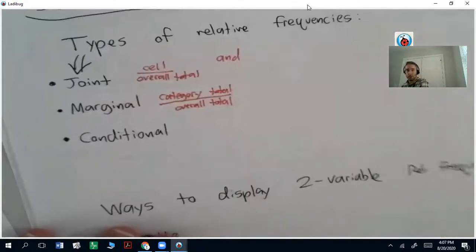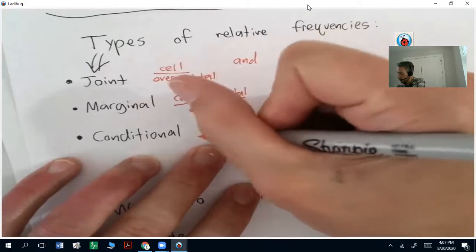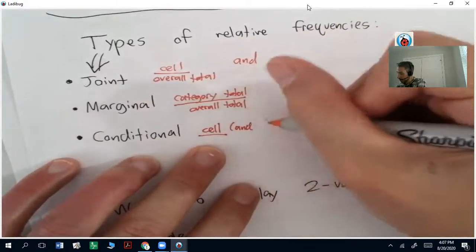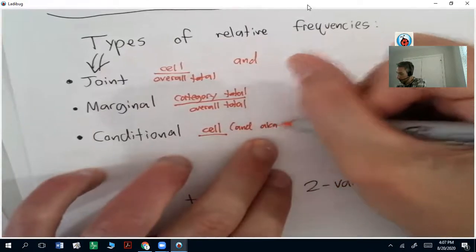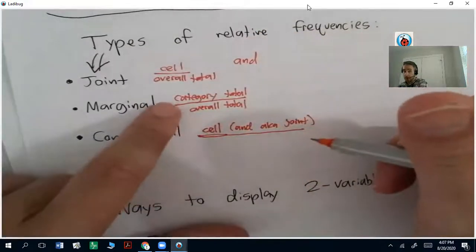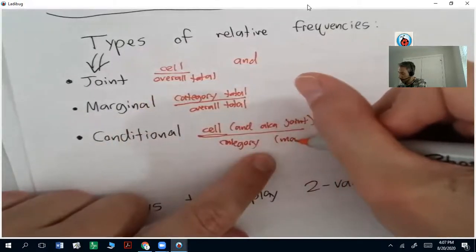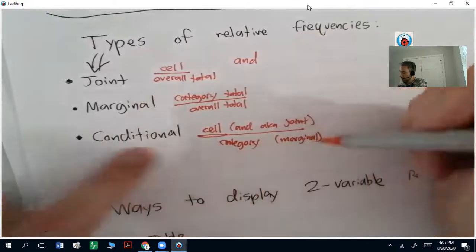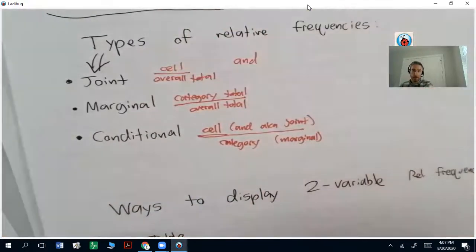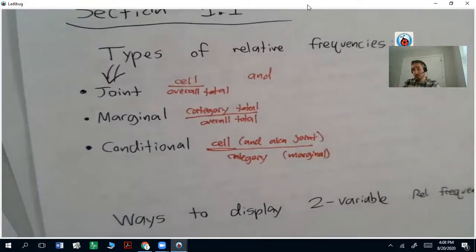And then finally, for conditionals, we take the individual cells. So that's like the and, the joint. And then we put that over, not the overall total, we put it over the category or marginal. So basically you're taking the joint and dividing it by marginal to get the conditional, okay? So just remember conditional is if and then. If something happened, like if I'm only worried about math students, what percent like technology? That's a conditional.